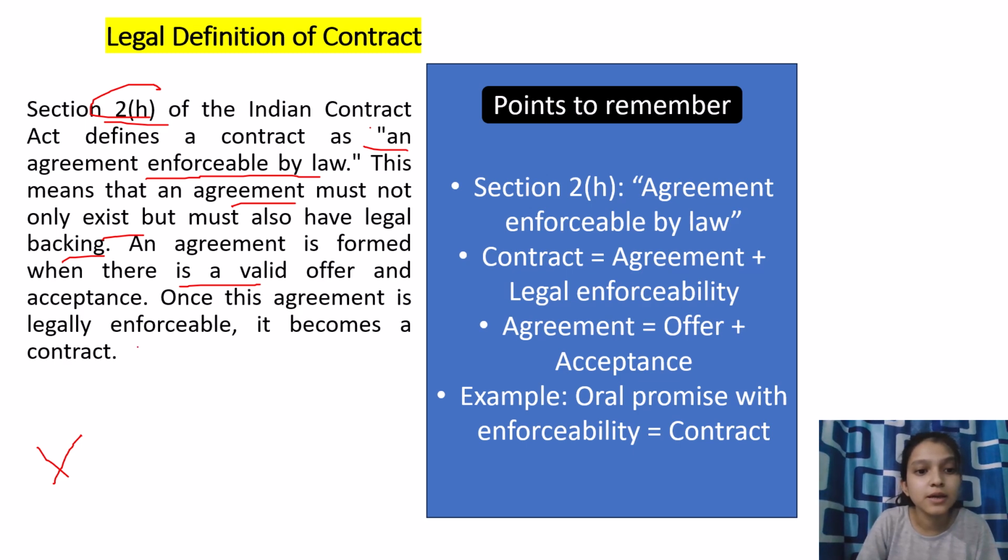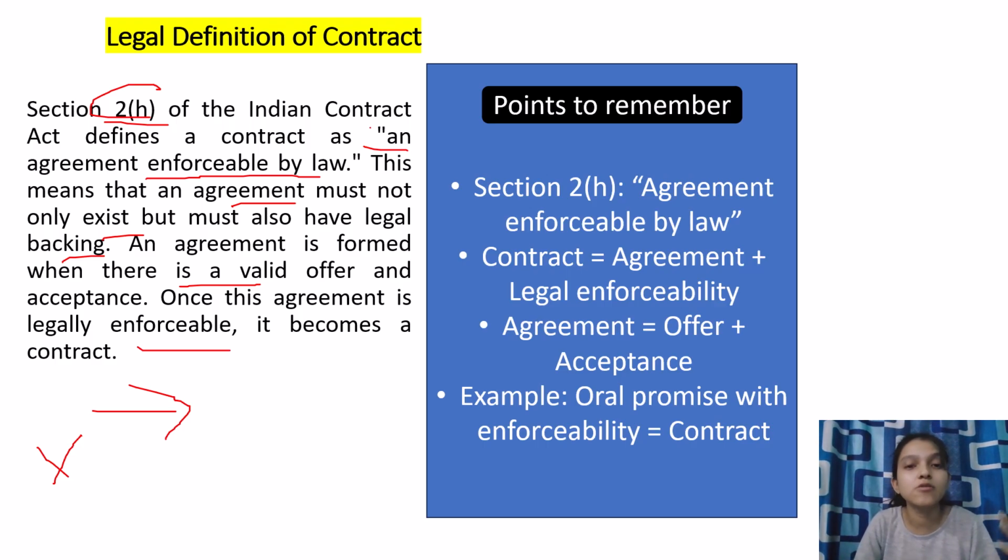Once this agreement is legally enforceable, it becomes a contract. So what makes a contract? That is offer and acceptance. It has to be an offer from A. For example, A has offered his house, B has accepted his proposal. So there is offer and acceptance, and that makes a contract.